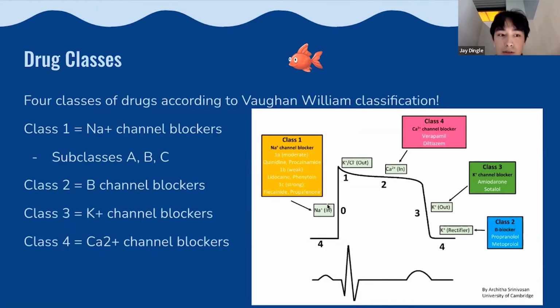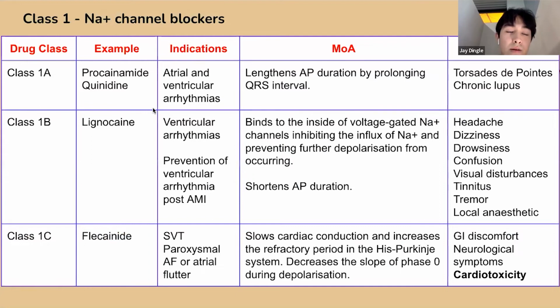So drug classes, there's 4. We have sodium channel blockers with their subclasses A, B, C. We have beta blockers, we have calcium channel blockers, and we have potassium channel blockers. And essentially each of these are acting on some part of the action potential. So with our sodium channel blockers, we have procainamide and quinidine for class 1A, lignocaine for 1B, and flecainide for 1C.